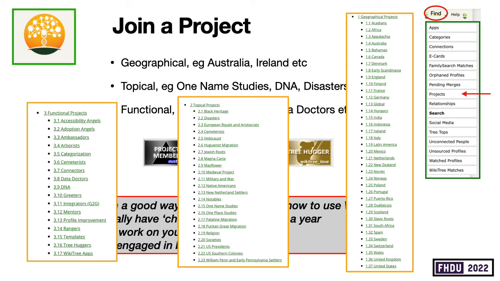And then there's a whole lot of functional projects which are really about the health of WikiTree. And you can see there that there's some things like categorization and data doctors who look to fix errors around WikiTree, and a number of other things.